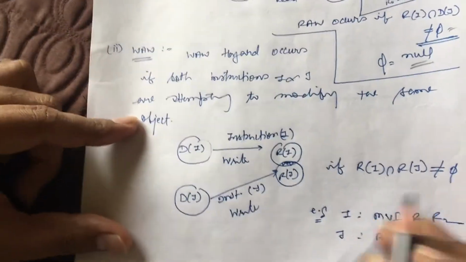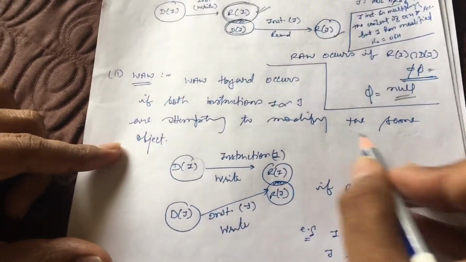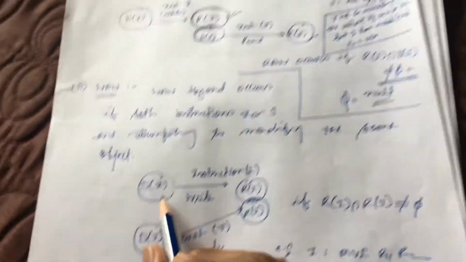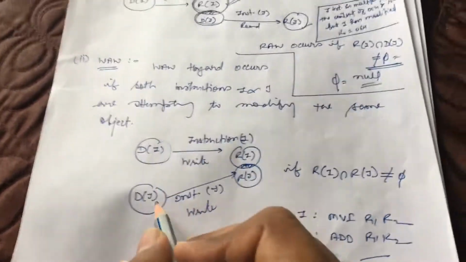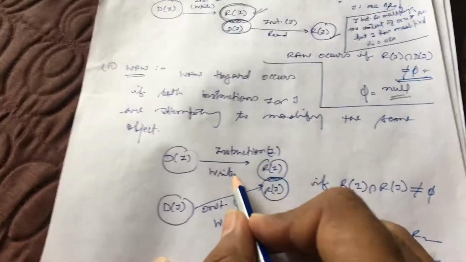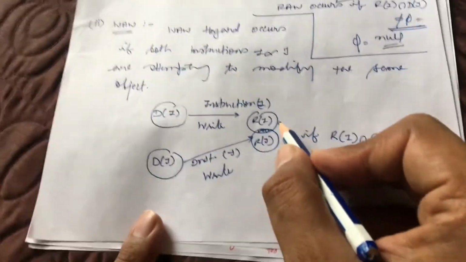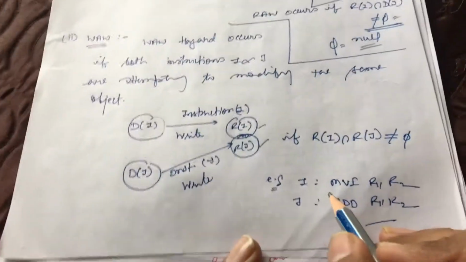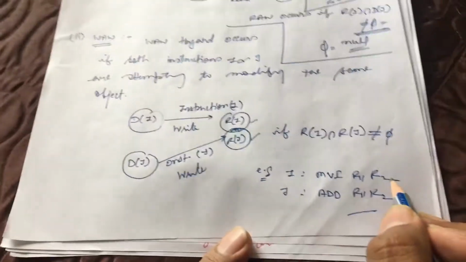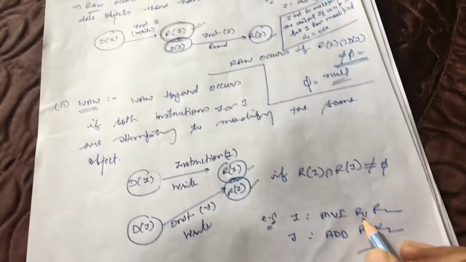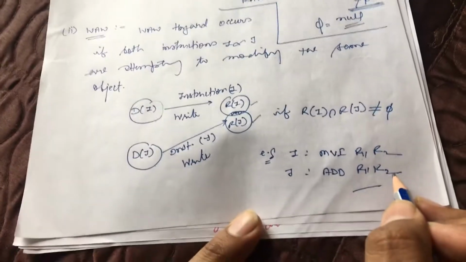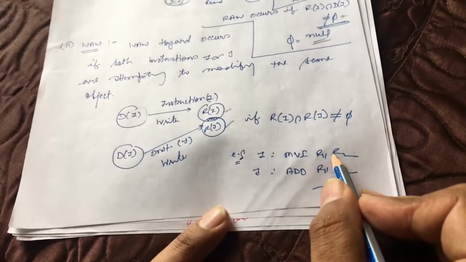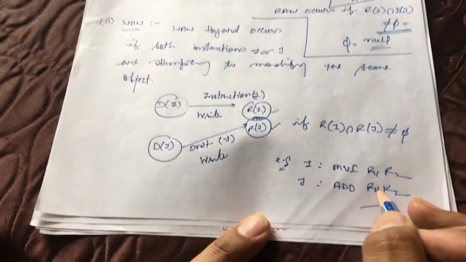And the next one is write after write. In this hazard, both instructions I and J are attempting to modify the same object. They want to work on the same object. Let's say the data set corresponding to I was Di, corresponding to J was Dj, and both are writing. After the writing, they have converted into Ri and Rj. For example, let me take one example. In I, MOV R1, R2, we are moving the content of R2 into R1, and in the second instruction we are adding the content of R2 plus R1 and putting the content into R1. That means on both sides we are working on the same data set.